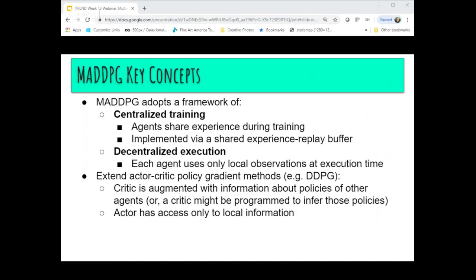So the goal is that even though you might take advantage of all that extra information during training, you do not want to have to rely on all that data during execution. The trained agent ought to be able to take what it sees in the environment and, based on its training, take appropriate actions in that environment. So again, centralized training, but then decentralized execution.